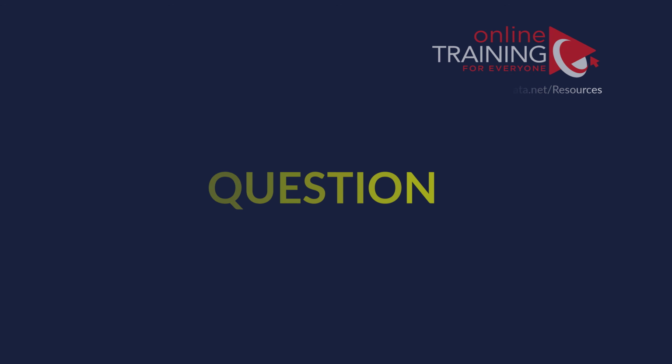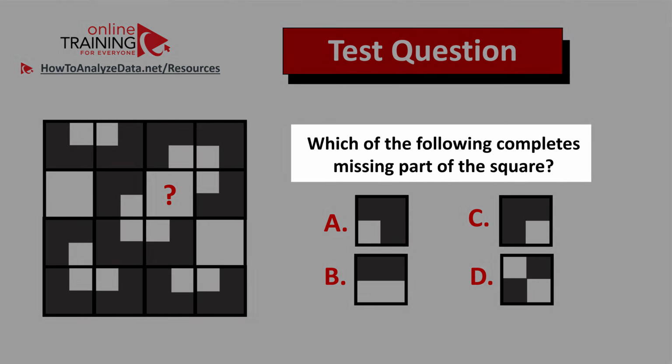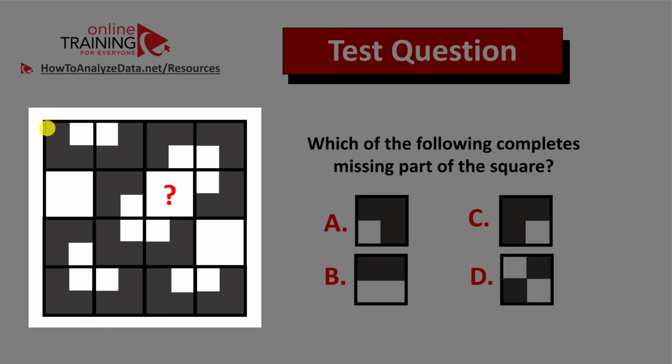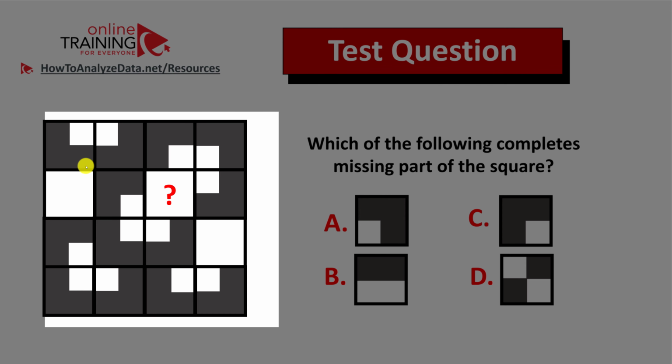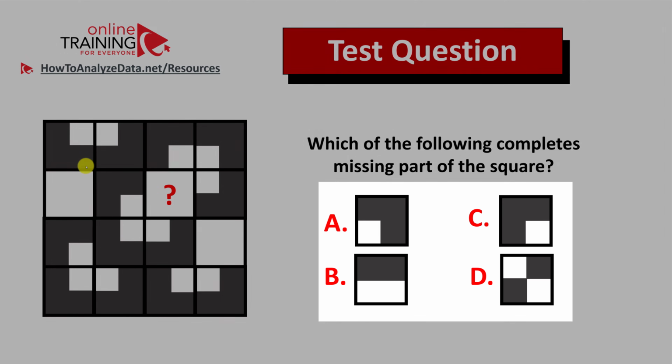Let me share with you a tricky question which tests your pattern recognition and visual reasoning skills. Which of the following completes missing parts of the square? You're presented with the 4x4 square, which contains different smaller squares inside, and 4 possible choices. Choice A, B, C, and D. Do you recognize the pattern?